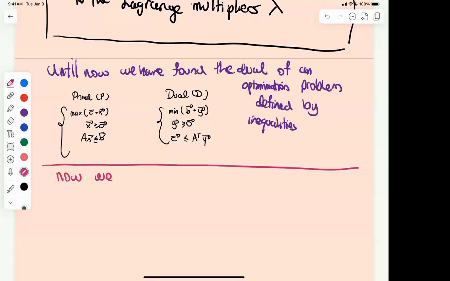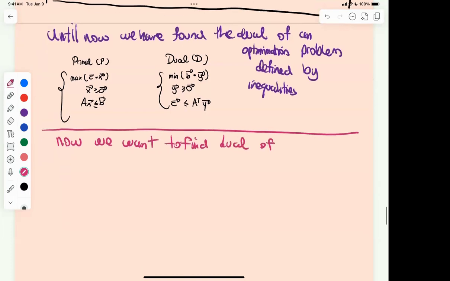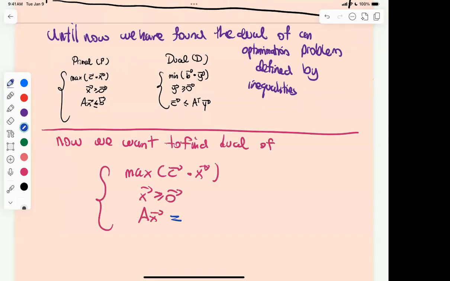Now we want to find the dual of something like this. You have a max where the vector is non-negative and Ax equals b. So it's in equation form already. One way to think about it is that maybe you added slack variables first. You get equalities, and then how do I find the dual after I added these slack variables? That's a natural way to do it. But again, even without adding slack variables, equalities can appear. There's nothing against that.